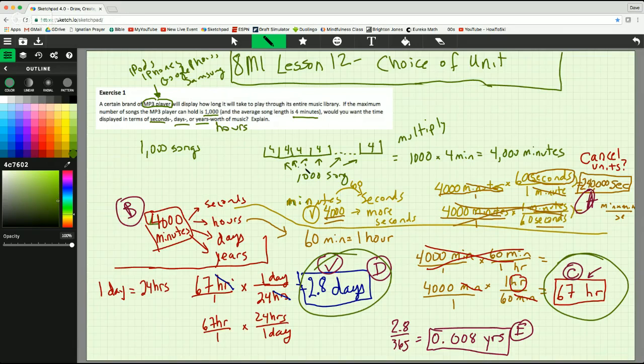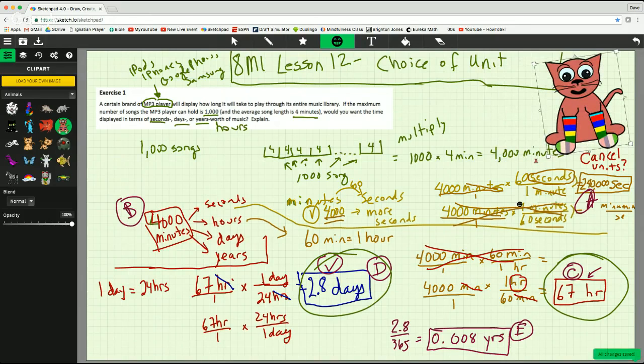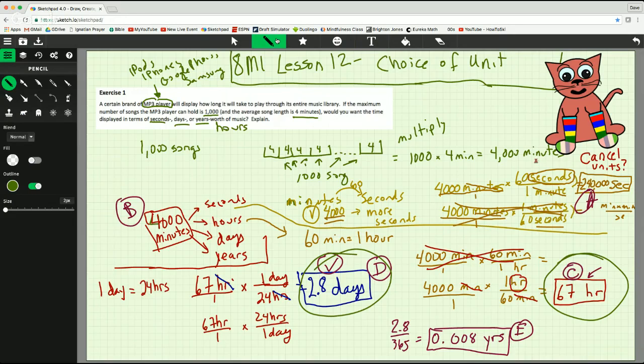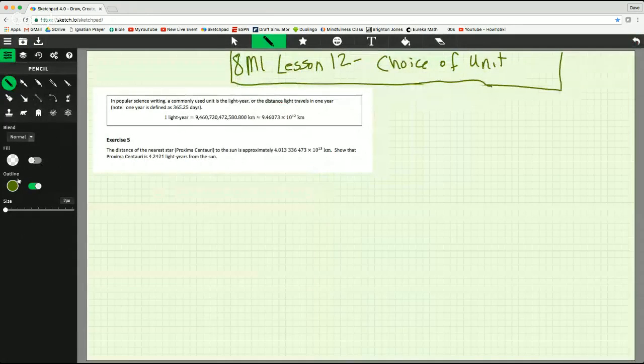Let's put a happy cat down on this problem here, because we did a number of things. We did conversions. We did thinking about choice of unit, a little critical thinking. And so let's move forward. Let's go forward, and we're going to now work on problem 5, exercise 5 from the lesson.